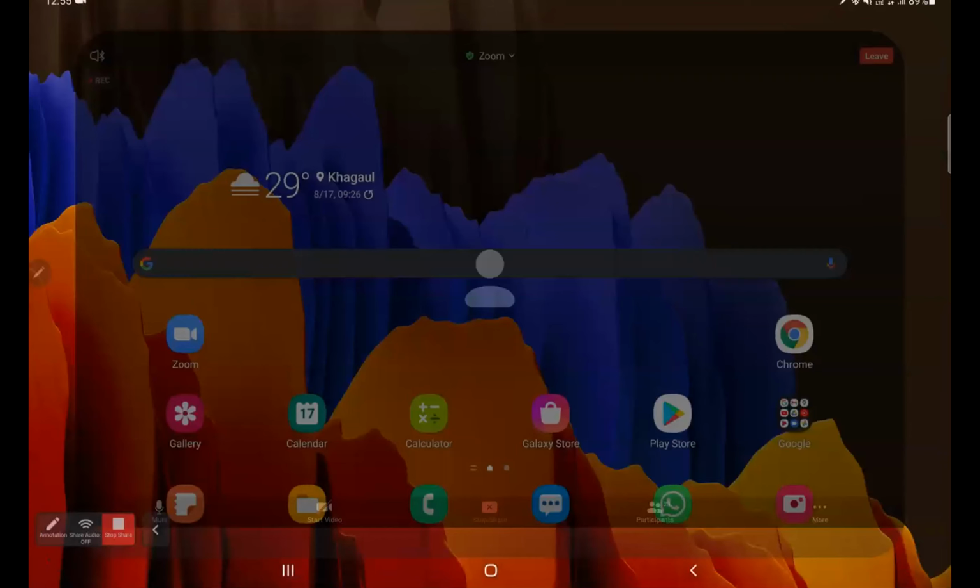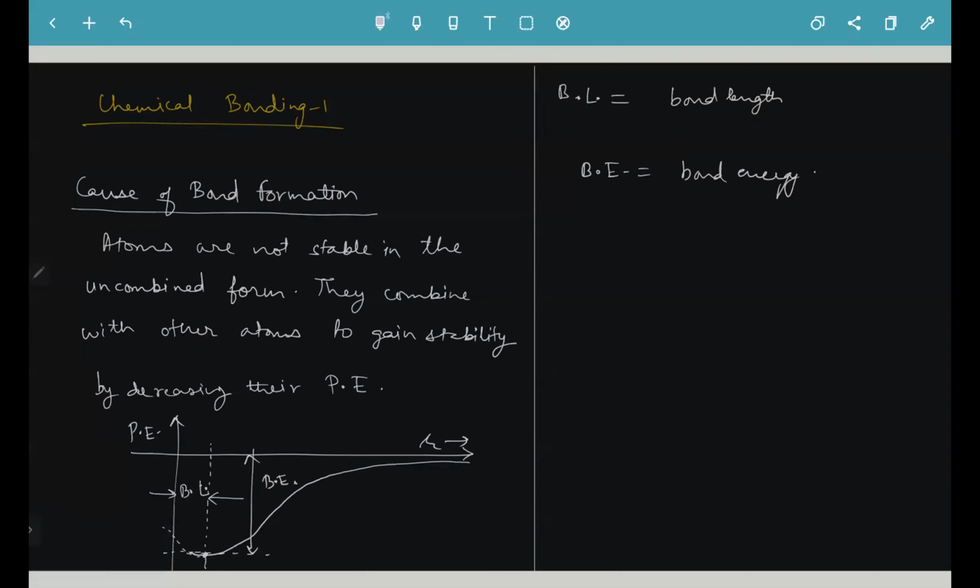So atoms combine to form bonds to attain stability, and they attain stability by decreasing their potential energy. K. Kumar is a good book. Inorganic chemistry के लिए K. Kumar भी कर सकते हैं. Either V.K. Jaiswal or K. Kumar.